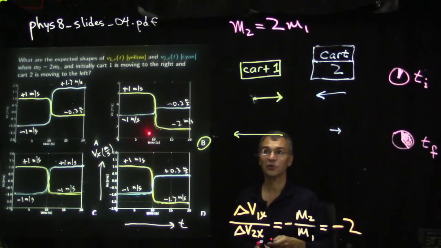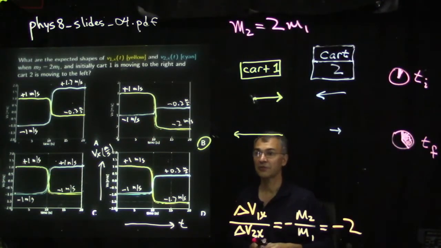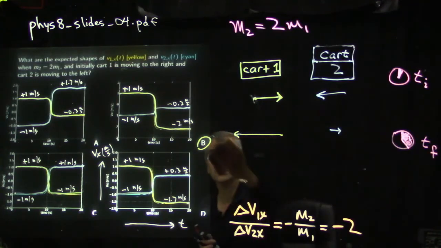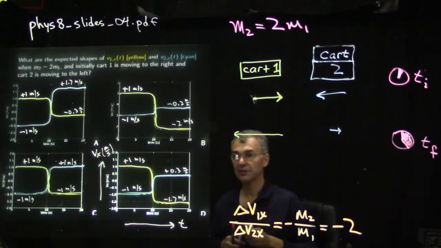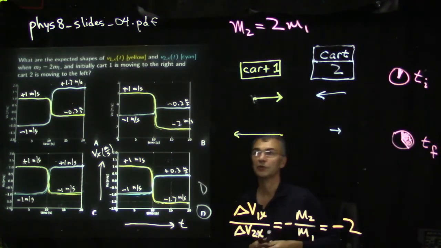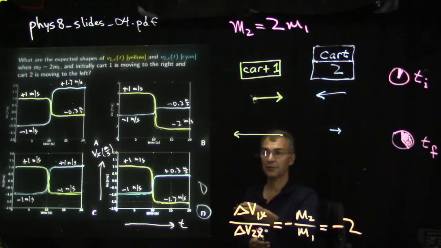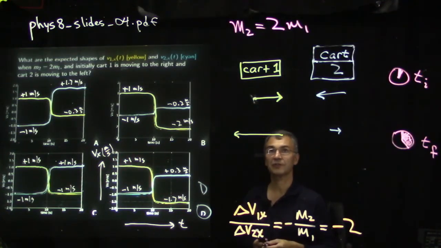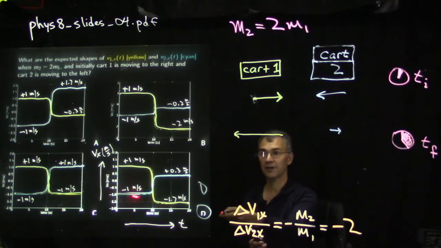Okay, so I think that's what we saw. So it seems like what we saw was consistent with D, delta. So it seems like cart 1 went from +1 to -1.7, and cart 2 went from -1 to +0.3. So the change in velocity for cart 1 had twice the magnitude of the change in velocity for cart 2, consistent with cart 2 having twice the mass of cart 1.